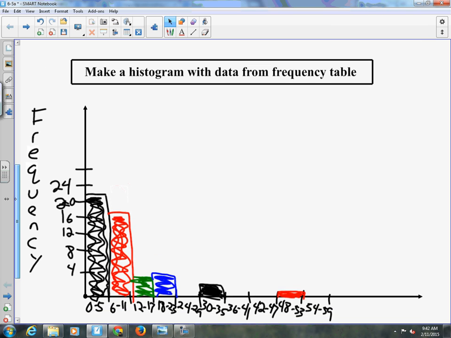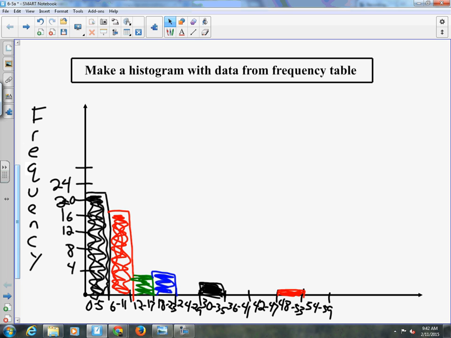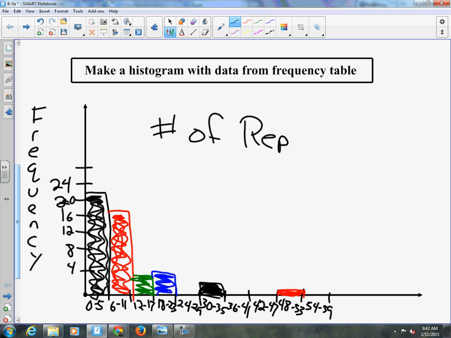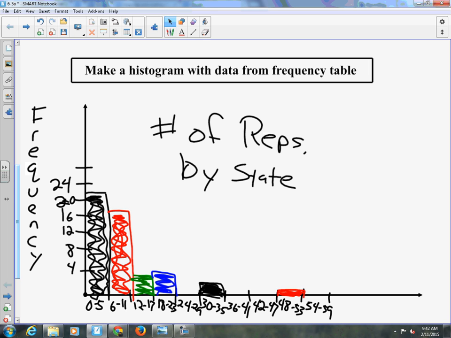And there's my histogram. Am I done? Why? Don't have a title. Need to have a title. Okay? Number of reps by state. There we go. Now we got a title.